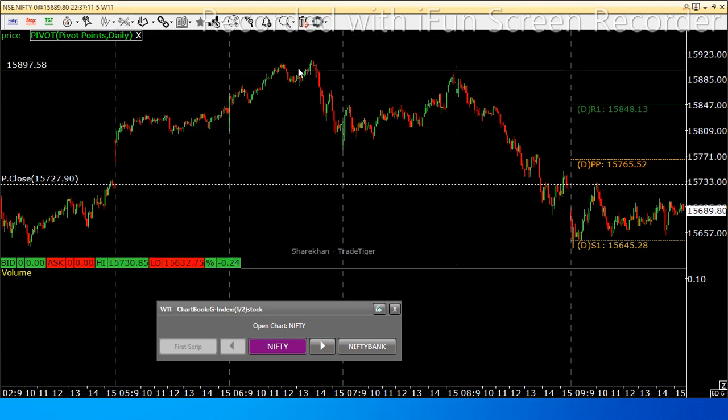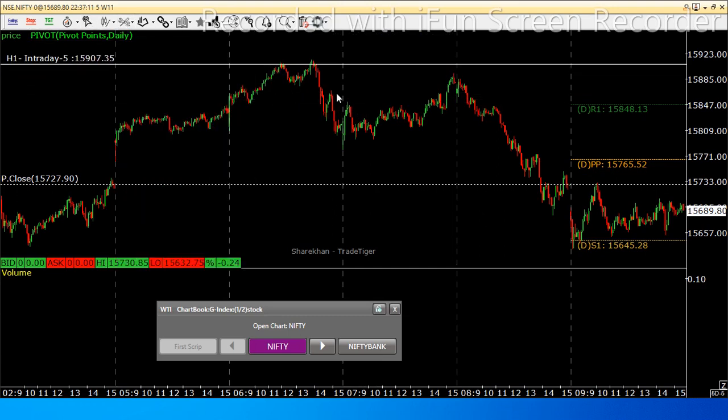On the upper side, where is it facing resistance most often? Frequently the market comes and faces the biggest resistance at 15,920 to 15,950. These are the zones. Once it starts traveling above this and gives a closing, for sure we are going to see 16,000, and 16,000 is not a big resistance for it, but once it crosses 15,950, from there we're going to see a big move. So this was the case.